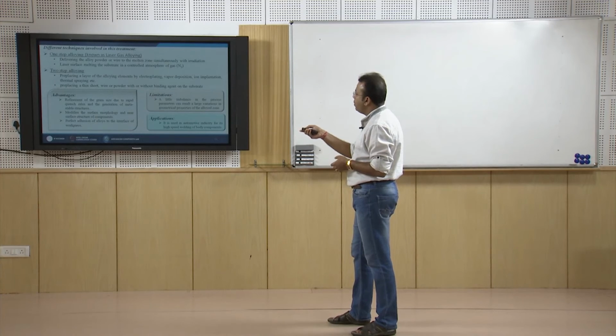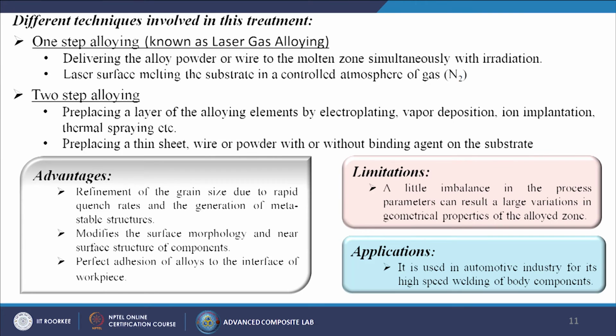So, the first step is delivering the alloy powder or wire to the molten zone simultaneously with the irradiation process. Laser surface melting of the substrate is done in a controlled gas atmosphere, in a nitrogen atmosphere.